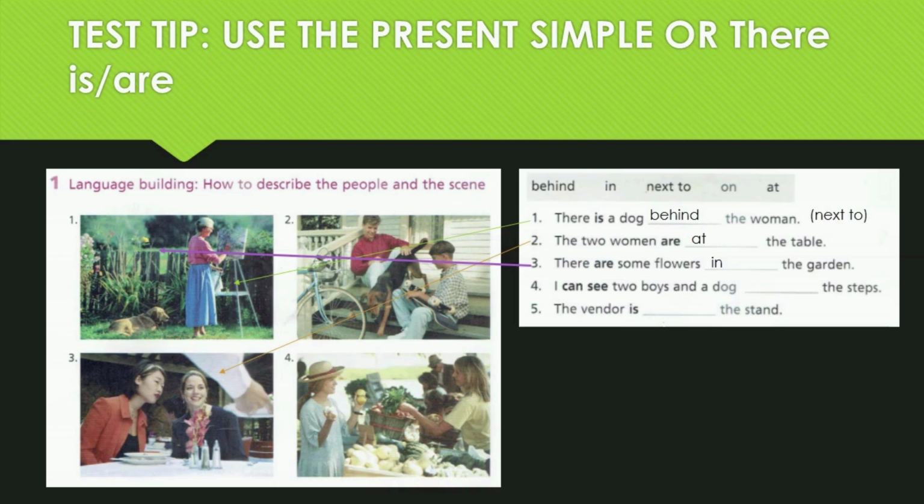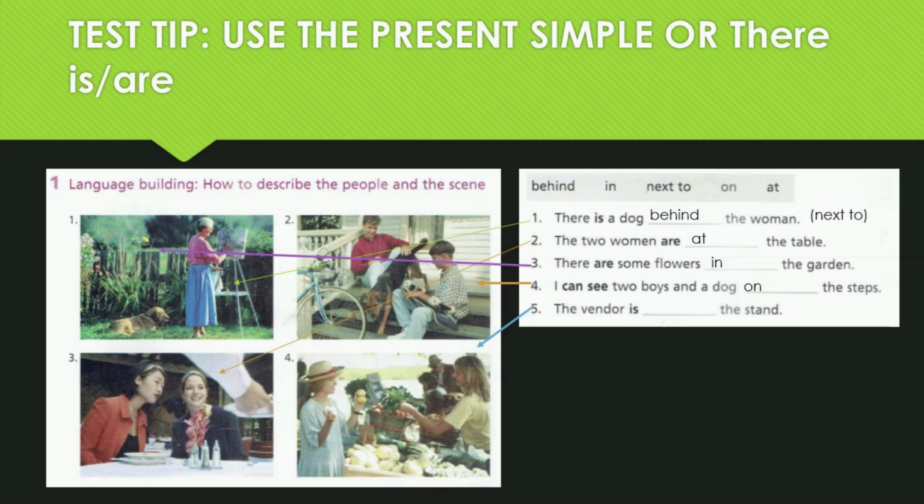Next, sentence number 4. I can see two boys and a dog blank the steps. So you've got two boys in here, there's a dog and the steps. So we're trying to describe picture number 2. So where are the two boys and the dog? I can see two boys and a dog on the steps. Next, sentence number 5 is describing picture number 4.